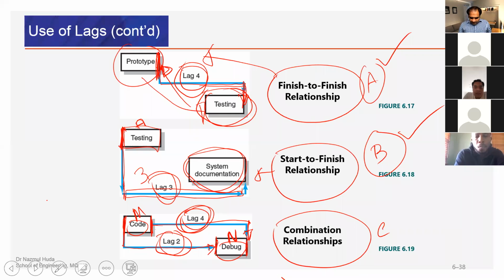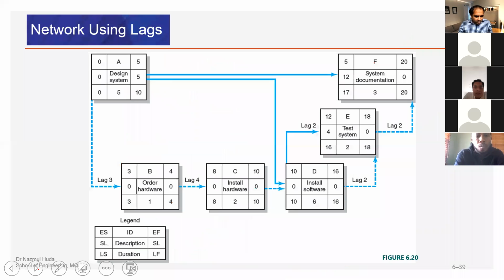All right, in the next slide is the network using lags. You can see multiple activities. It's a very simple network that shows the early start, the duration, and the early finish, and the late start, late finish, and the slack, the total slack in all the chains.